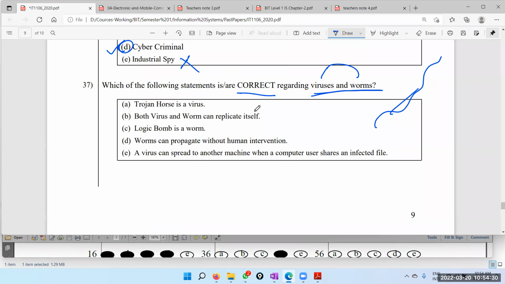Both virus and worms can replicate, obviously, yes. Logic bomb is a worm. No, not necessarily, right? Logic bomb can be a worm, but we can't say every logic bomb is a worm, because you can plant a logic bomb as well. Okay. So I don't have enough information. It's a fuzzy answer. Worms can propagate without human intervention. Yes. Worms can go from one machine to another machine using the network.